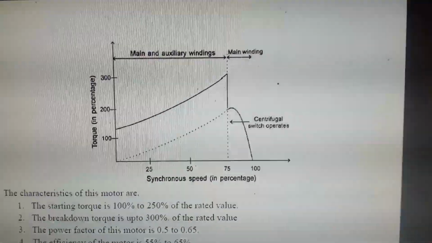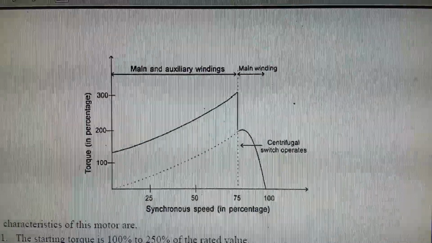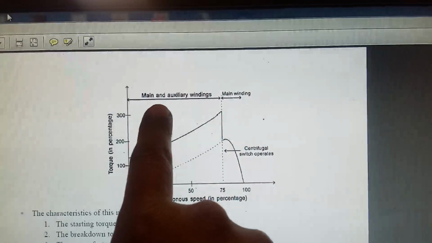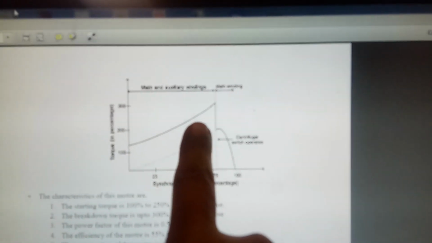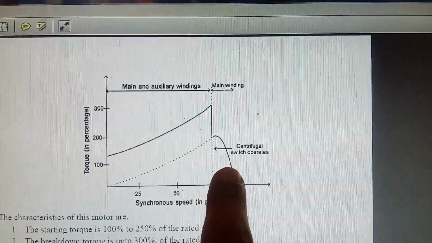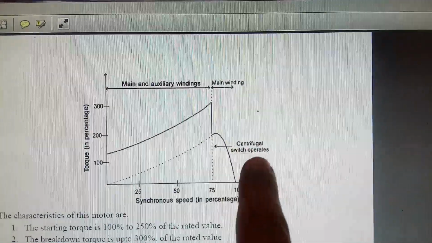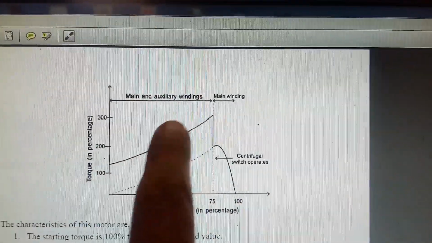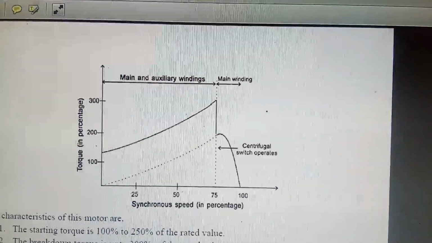This is the output graph for split phase motors with main winding and auxiliary winding. At the time of starting, with both windings, the graph shows high starting torque. After 75% of speed, it comes down as the auxiliary winding supply is excluded by the centrifugal switch operation, and only the main winding is supplied. So the torque is slightly reduced at the time of disconnecting the auxiliary winding.